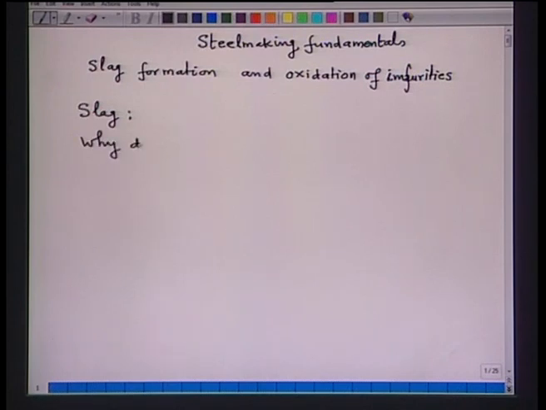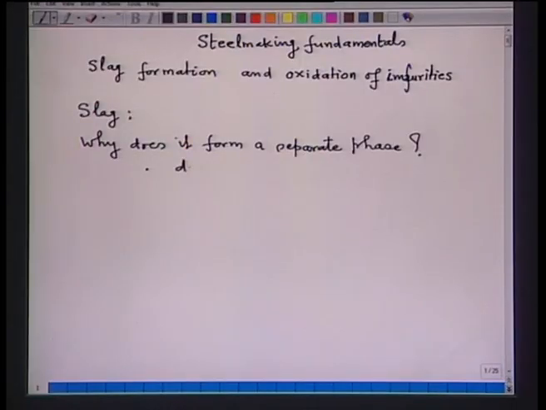Now, why does it form a separate phase? The reason is very simple. For your information, all the oxides, for example FeO, SiO2, MnO, Al2O3, MnS, which constitute the components of the slag, have a density between say 3.5 and 5.5, whereas molten steel has a density of 7 or 7.5. So, liquid slag is lighter than molten steel, and hence it floats on the surface of the molten steel. This is number one reason why it forms a separate phase.